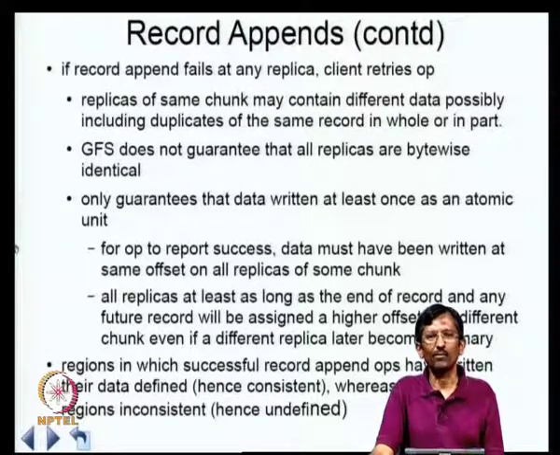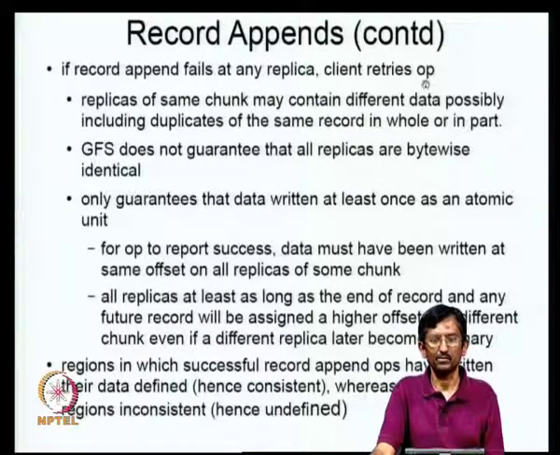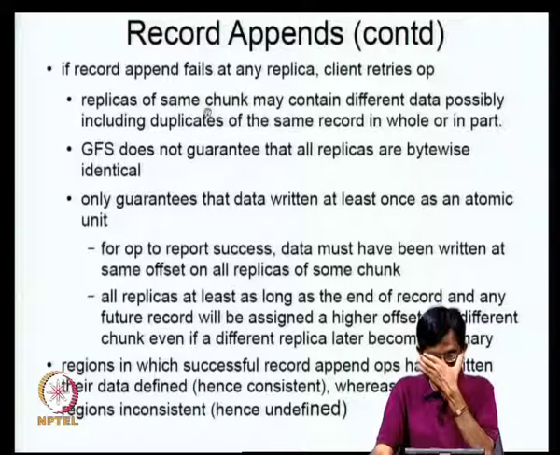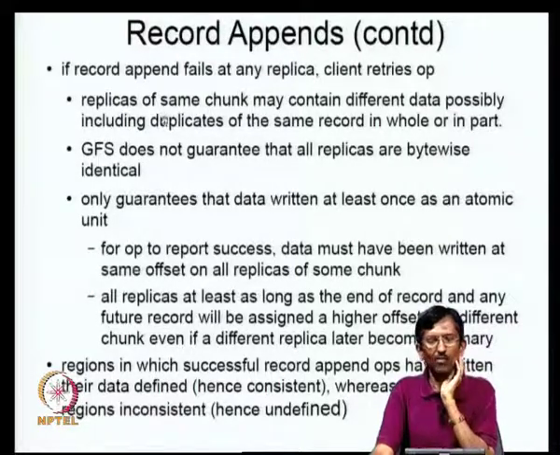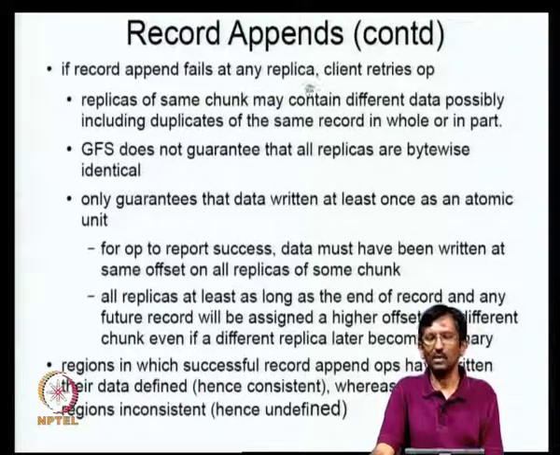Now, we have to wonder about what happens if there is a failure. If the record append fails at any replica, the client retries the operation. So, that is how you may find that the replicas can diverge in the content of what they have. Replicas of the same chunk may contain different data, possibly including duplicates of the same record in whole or in part. Because of this issue, GFS does not guarantee that all replicas are byte-wise identical.